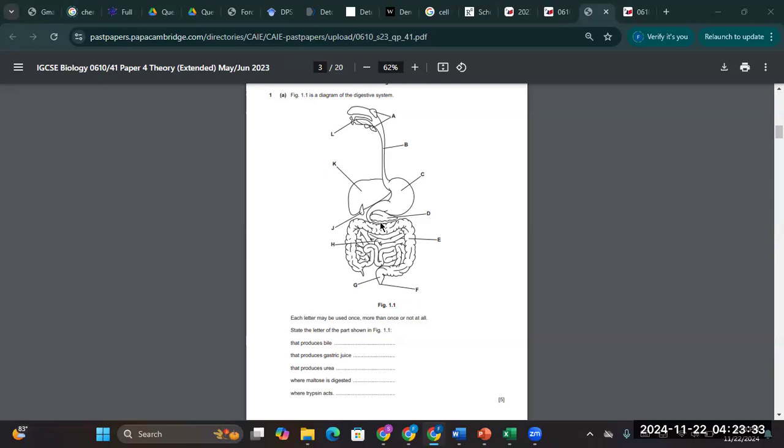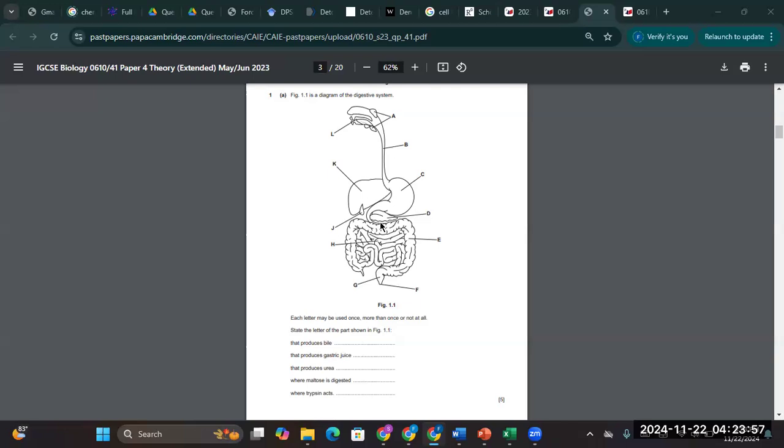That's going to be the stomach. So C. Correct. Good. And then, is that the liver again? Yes, this is also liver. Correct. And then, where is maltose digested? The small intestines. Correct. Good.